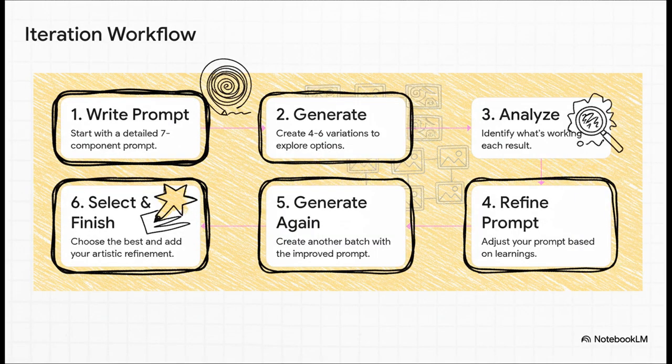Professionals do not expect a perfect result on the first try. Instead, they write a strong prompt, they generate a whole batch of options, they look at them, analyze what's working, and then they refine the prompt to get even closer. The AI's job is to give you options. Your job, your artistic eye, is to make that final choice and add the human touch.